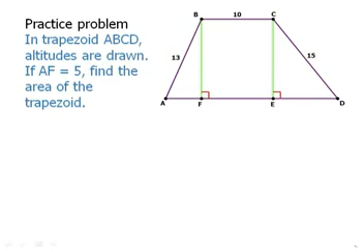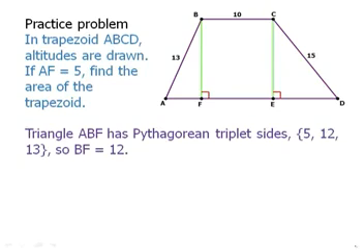In trapezoid ABCD, altitudes are drawn. If AF equals 5, find the area of the trapezoid. Well, first of all, we're going to look at ABF. That little triangle, we have a leg of 5, an unknown leg, and a hypotenuse of 13. So, of course, that's a 5, 12, 13 triangle, and BF equals 12.